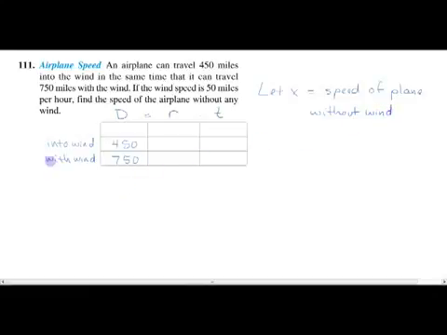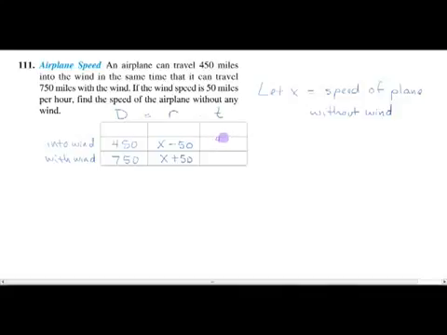Now, if I'm going with the wind, I know my plane is going x miles an hour, but the wind is pushing it an extra 50 miles per hour, so it's x plus 50. Into the wind, I'm trying to go x miles per hour, but the wind is pushing me back 50 miles per hour. The same as we did last time, we know that time is distance divided by rate.